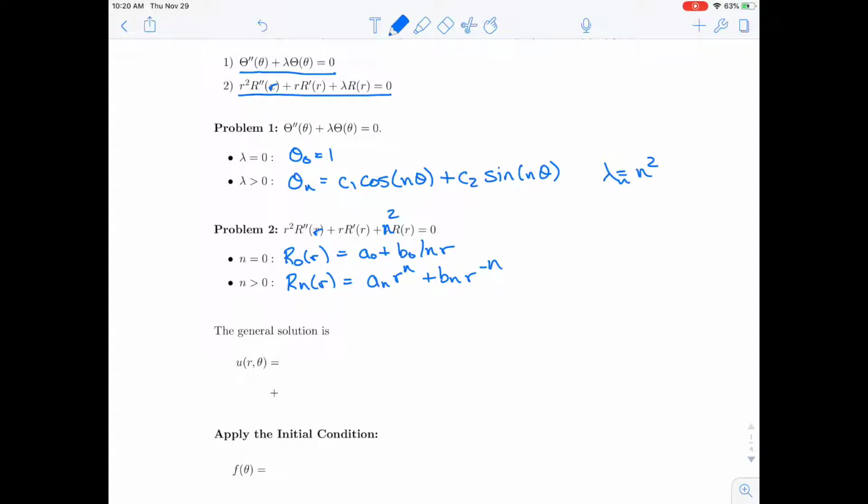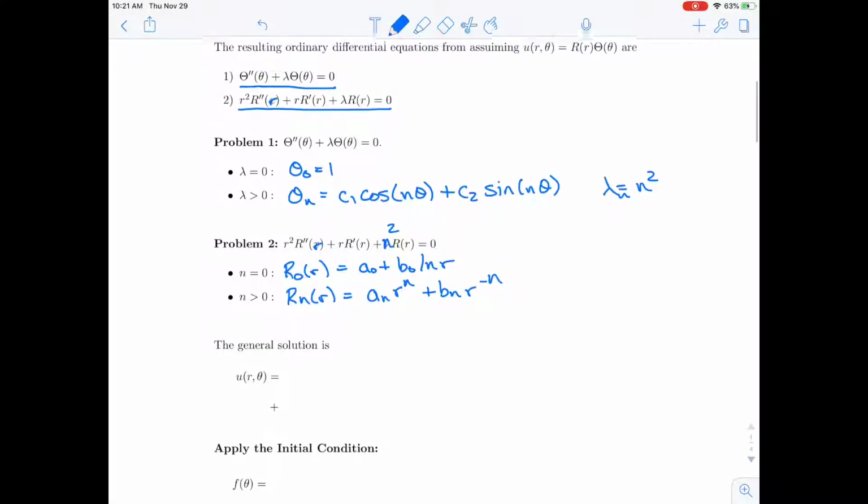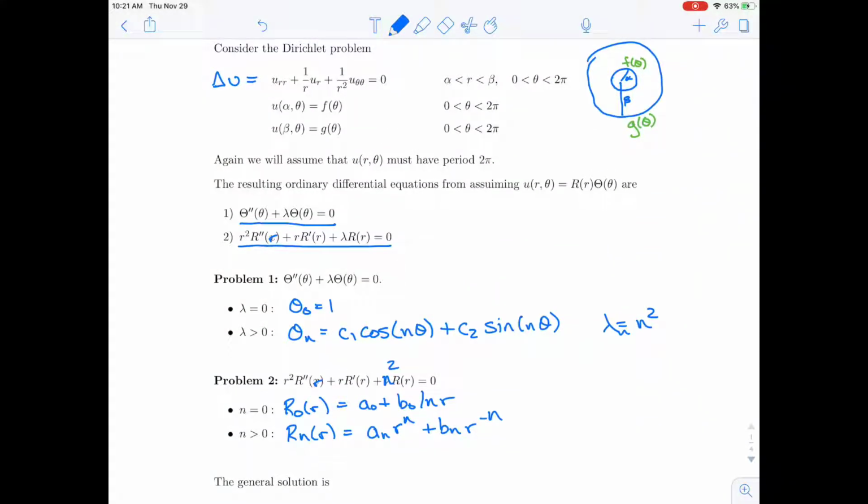So we don't have those conditions that we had before that got rid of terms like natural log of r or r to the minus n, because we are working on a finite domain, and we don't have to worry about what happens as r goes to 0.